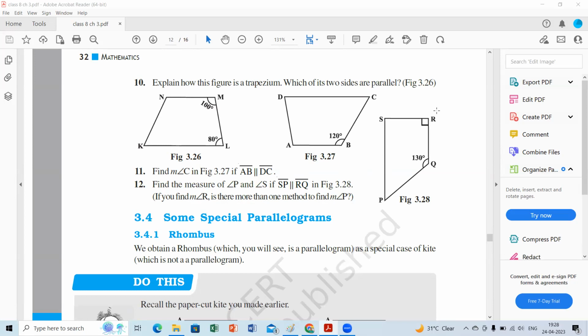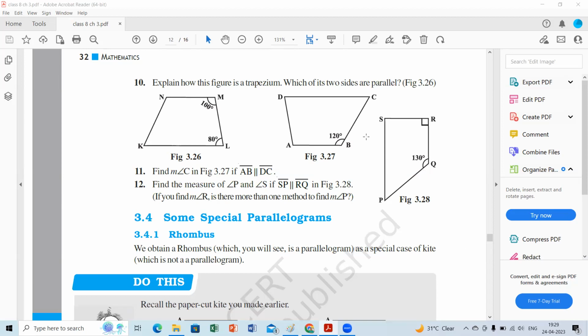Ma'am, we can bisect the angle Q. Angle Q, you can bisect it. 130 minus 90 is 40 degrees. And the other angle would be 90 degrees. So using the angle sum property, 40 plus 90 would be how much? 130. 180 minus 130 is 50 degrees. So P is 50. Can you say like that?